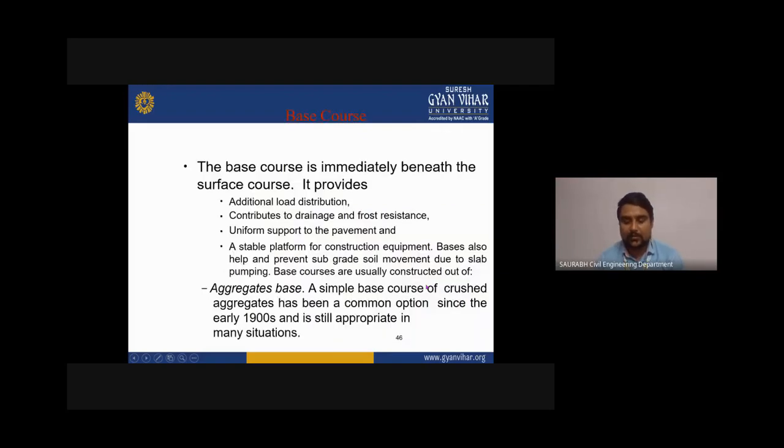Now we will see the base course of a rigid pavement. The base course is immediately beneath the surface course. It provides additional load distribution, contributes to drainage and frost resistance, gives uniform support to the pavement, and a stable platform for the construction equipment. Base also helps prevent subgrade soil movement due to slab pumping. Base courses are usually constructed out of aggregate base. A simple base course of crushed aggregate has been a common option since the early 90s and is still appropriate in many situations.